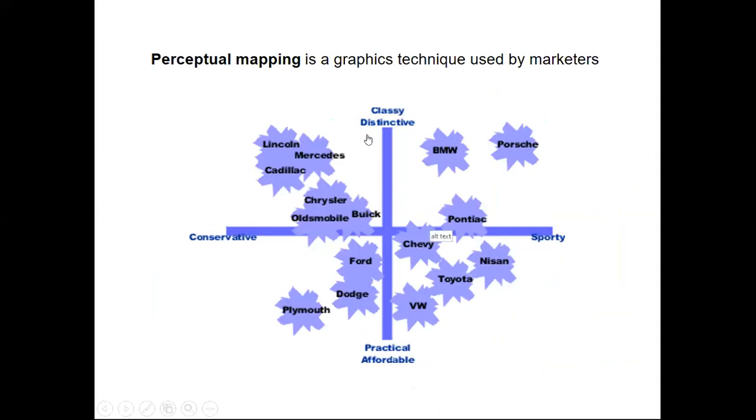Then this is another one. There are conservative vehicles, classy vehicles, practical affordable vehicles, and sporty vehicles. BMW goes under sporty vehicles, along with Porsche and Pontiac. This is the perceptual mapping of the data. As per the data and features, they are classified and then clustered. Within this, Ford comes into one particular cluster, the conservative model, along with Dodge and Plymouth. So they become the conservative class of vehicles here, right?